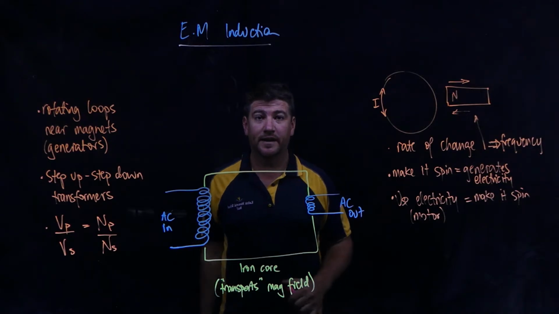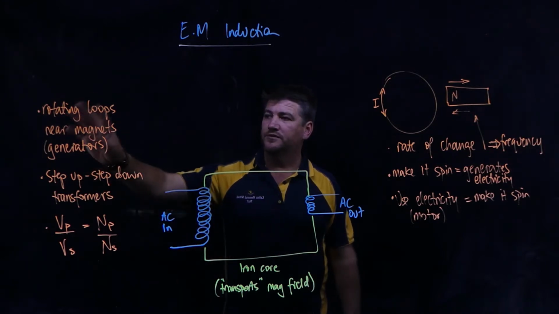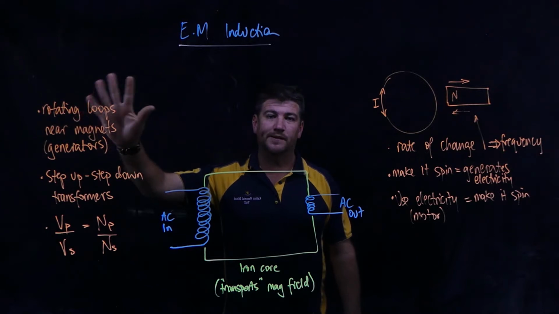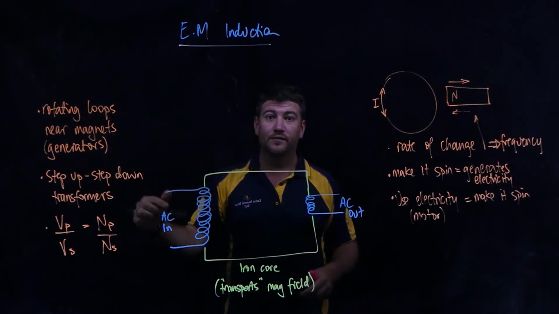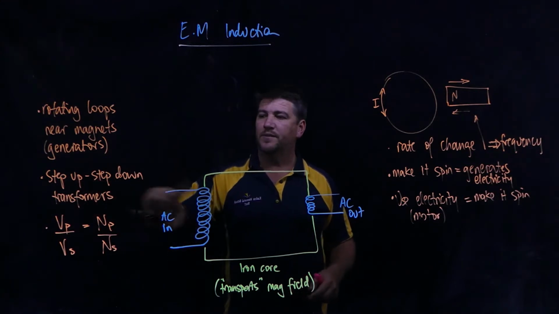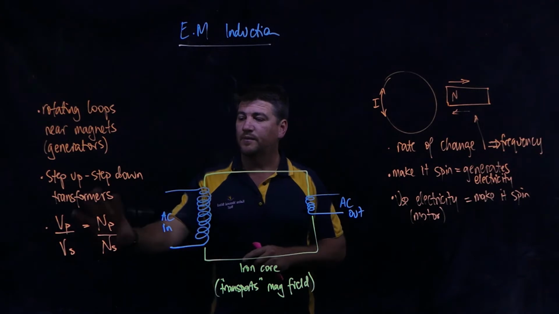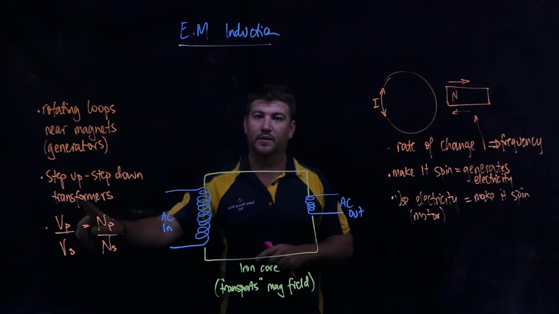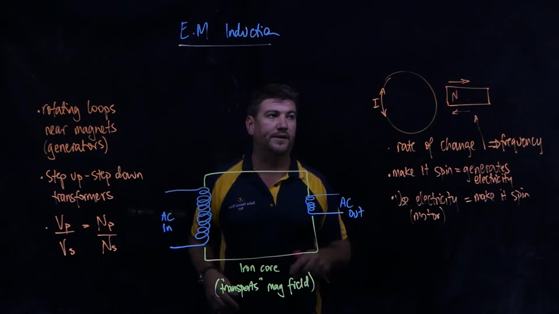Alright guys, EM induction number 2. This one we're going to be talking about generating electricity using moving magnets, moving coils, or coils and magnets moving relative to each other. We're going to talk about step up and step down transformers and where they could be used, how they might be useful, and a way to calculate the voltage on the primary or secondary based on the number of turns of wire on the other one.